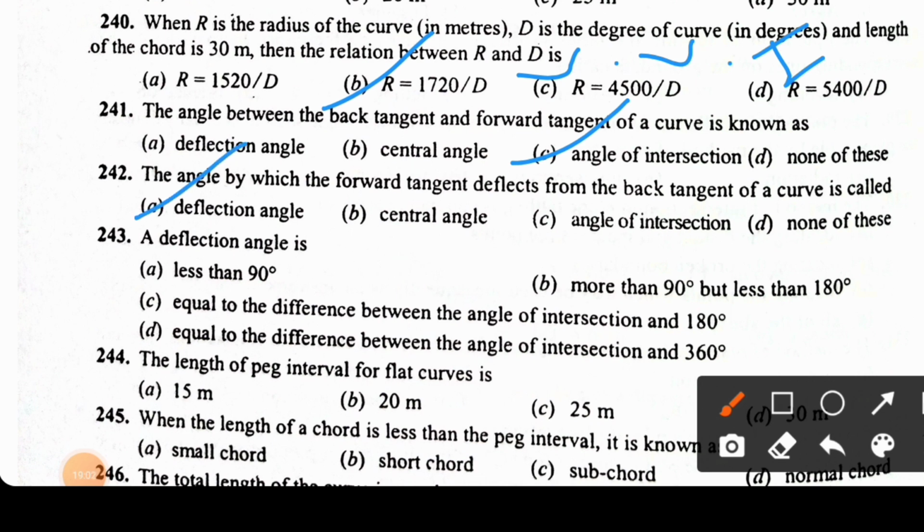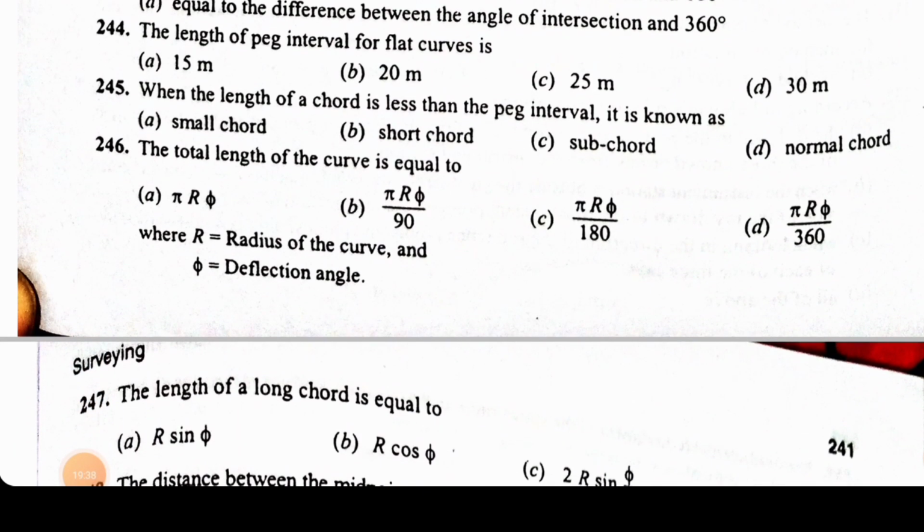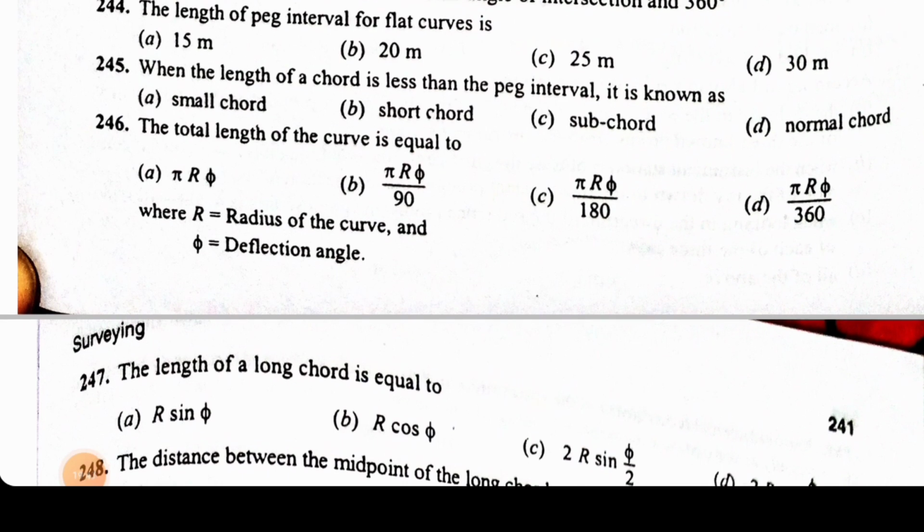A deflection angle is equal to the difference between the angle of intersection and 180 degree. Correct answer C. The length of peg interval for flat curve is 30 meter. 244 नंबर क्वेश्चन का आंसर 30 मीटर.